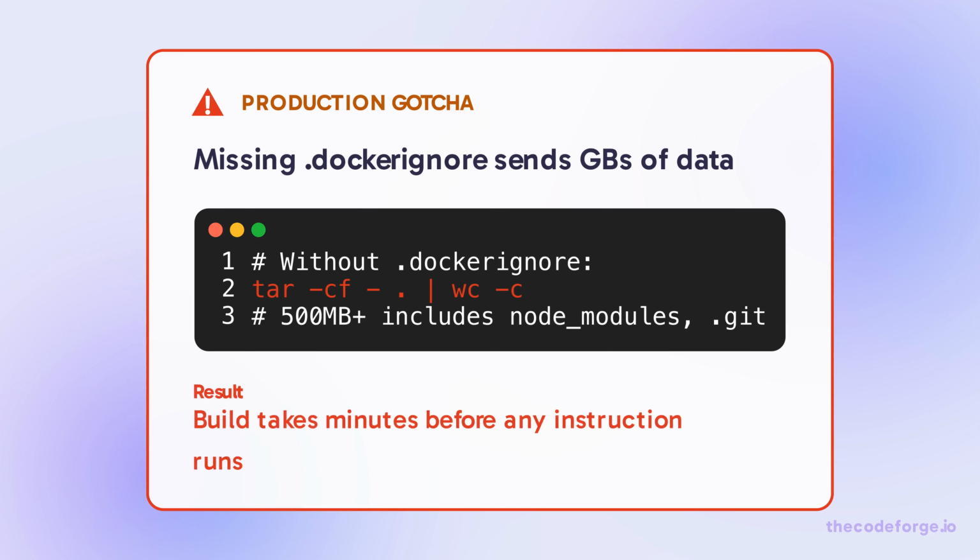A missing .dockerignore can send 500 MB or more of unnecessary files to the daemon, including node_modules and .git. This causes the build to hang at "sending build context" for minutes. Always add a .dockerignore with at least node_modules, .git, and *.log.